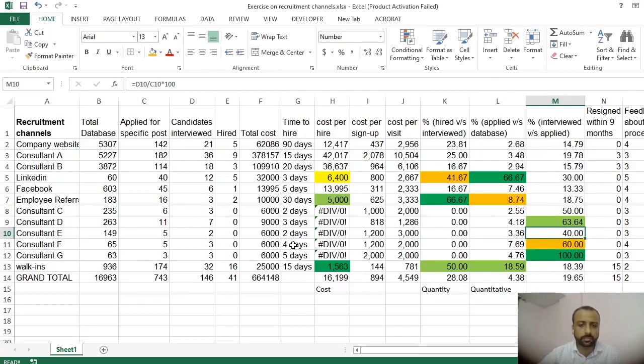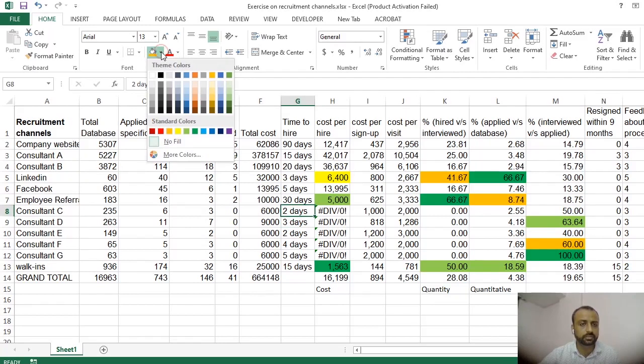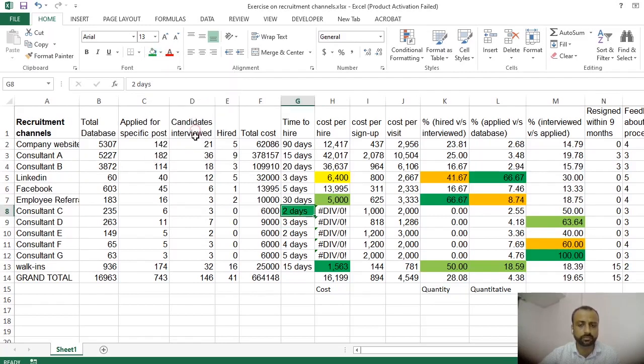But if I look at the time, the minimum time that has been taken is 2 days or 3 days. I will highlight everything which is giving me churn in 2 days. Unfortunately there is no result for consultant C and D, so I may not like to highlight them. So let me look at what is giving me churn: 5 days for Facebook and 3 days for LinkedIn. So again LinkedIn tops and Facebook is the second.